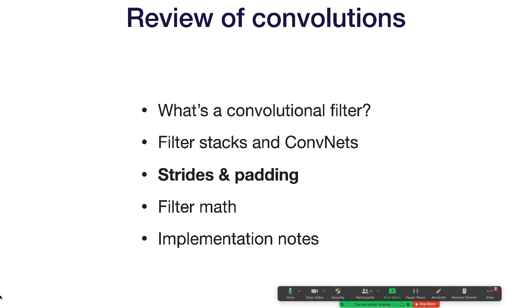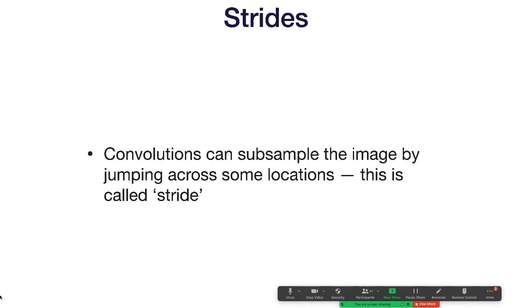And so these are different ways of changing how the convolutional filter gets slid over the dimensions of the image. So convolutions can subsample the image. And one way that they can do that is by jumping across some locations, right? So in the examples that we showed before, if you have a 5x5 filter, then the way that you apply that is you first apply it to the first 5x5 upper left corner of the image, and then you move over one pixel to the right and you apply it again, and then you move one more pixel to the right and you apply it again.